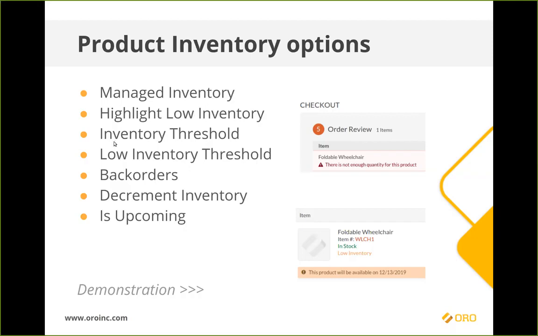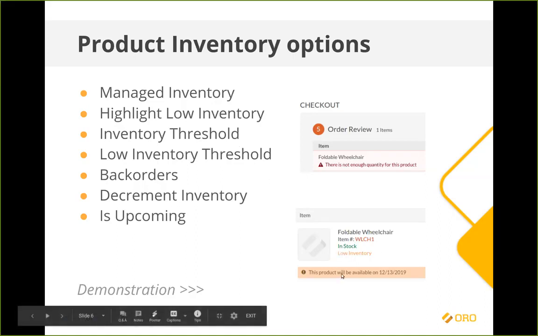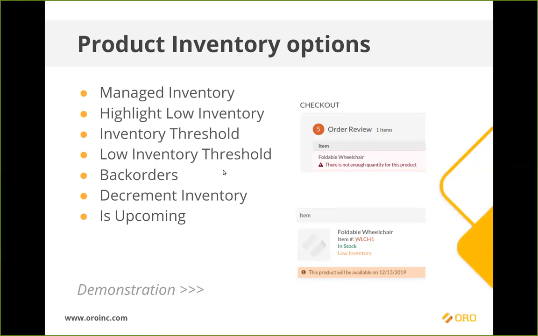Highlight low inventory and inventory threshold are used to show that you do not have enough products and you have only a couple left. So here we can see the low inventory option on the item level. And inventory threshold and low inventory threshold are used to identify how many products remain when this item will be shown.